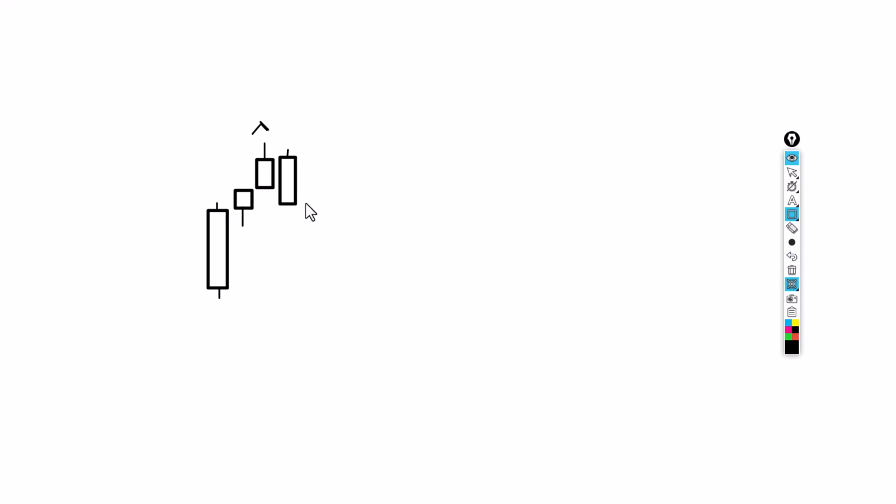This would not be a good drawing for that. Let's say it begins to form because it closes here and it opens here. If for whatever reason this candle closes like this, then this fractal is not going to repaint from your chart.